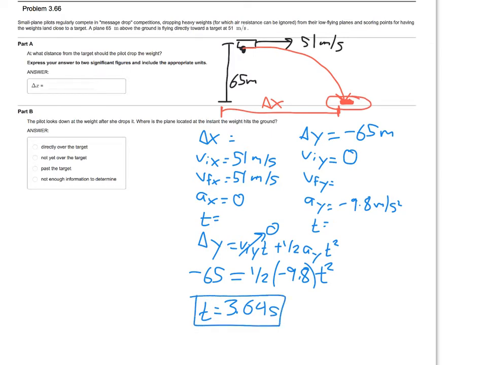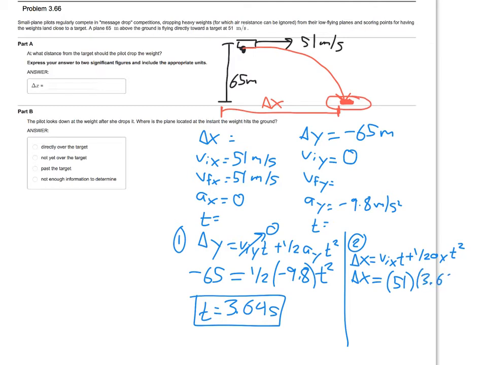Now that I have that, I can go ahead and solve for my x displacement using information on my x side. So on the x side, I have delta x is equal to my initial velocity, which is 51, times my time, 3.64. That term there with acceleration just goes away because there is no acceleration in the x side. And I go ahead and solve for this, and I get that my x displacement is going to be 186 meters. Okay, since it asks for 2 sig figs, we're just going to round that number here to 190 meters.